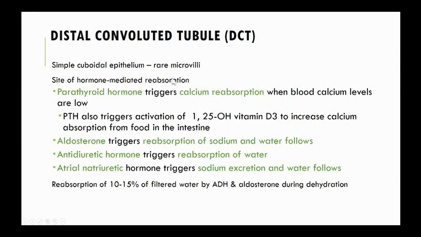Okay. So that distal convoluted tubule is made out of simple cuboidal epithelium. It has pretty rare microvilli. And this is where we get some hormone-mediated reabsorption. So PTH, parathyroid hormone, is going to trigger calcium reabsorption when our blood calcium levels are low. PTH is also going to trigger the activation of 1,25-OH vitamin D3 to increase our calcium reabsorption from food in the intestines. Aldosterone is going to trigger the reabsorption of sodium, and water follows.